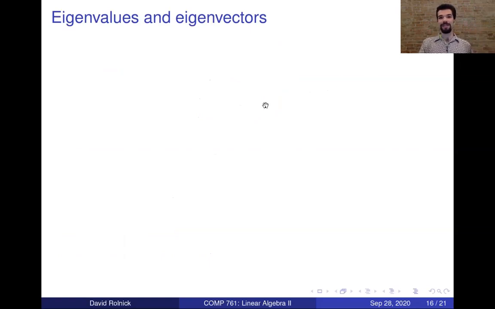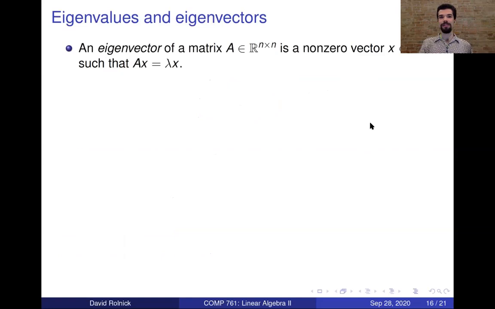Eigenvalues and eigenvectors. An eigenvector of a matrix is any non-zero vector x such that Ax is equal to some constant lambda times x. The value lambda is called an eigenvalue. This is a scalar value. So they come in eigenvector, eigenvalue pairs.